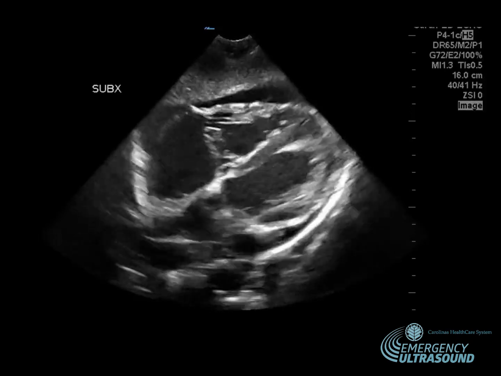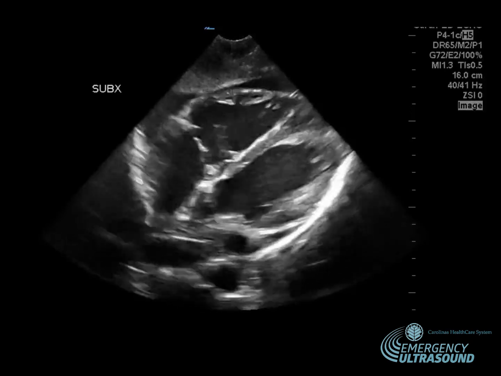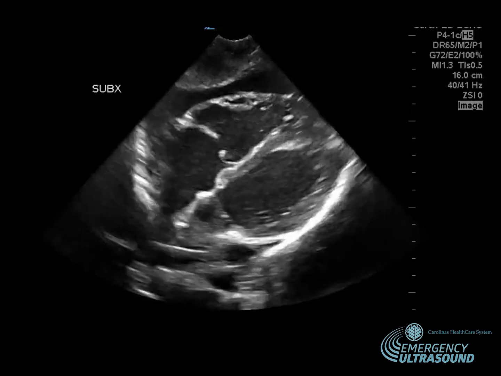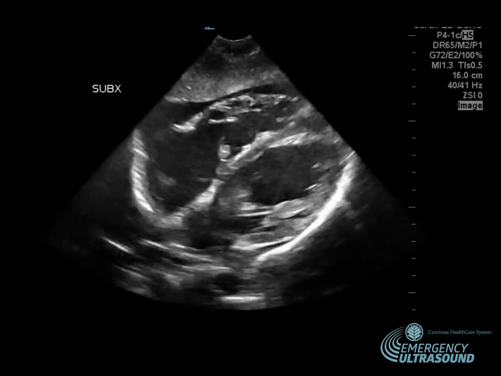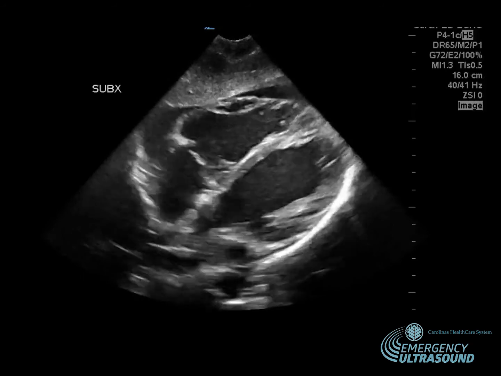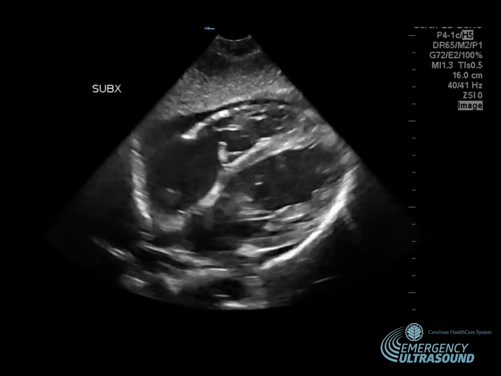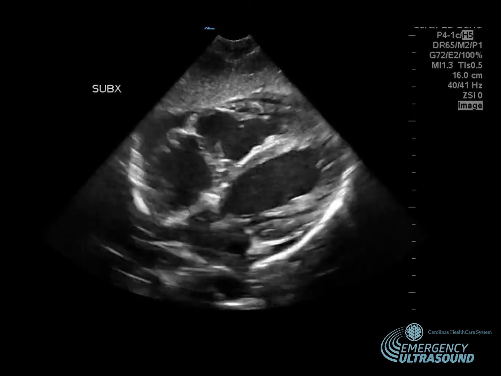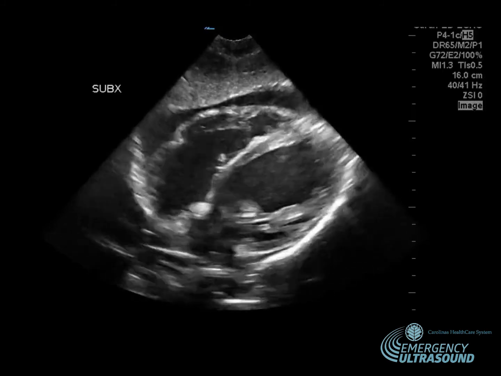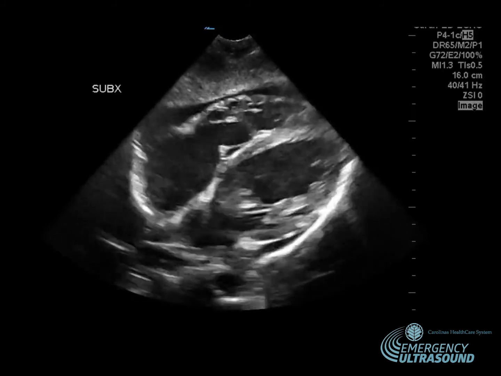Remember that the size of the effusion matters less than the rate of accumulation. A traumatic pericardial effusion that accumulates rapidly can be very small but extremely dangerous compared to a large pericardial effusion that's been accumulating over months and months and months.